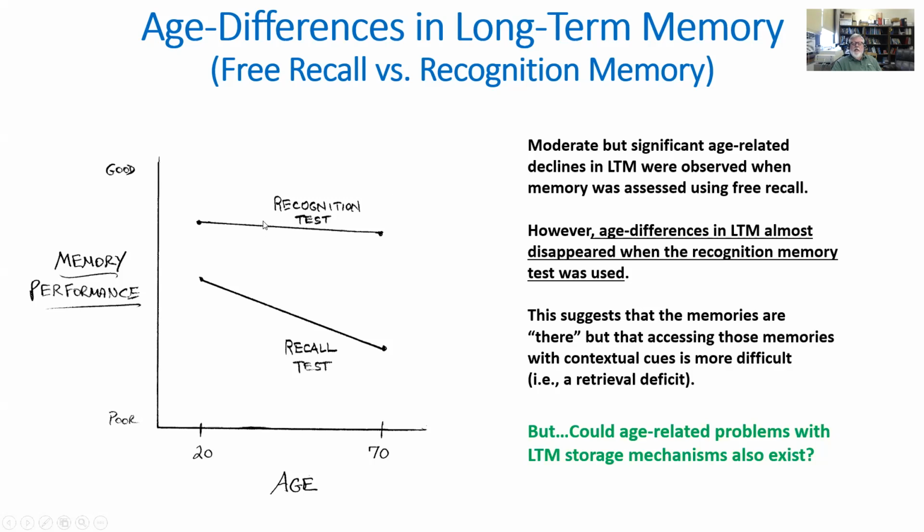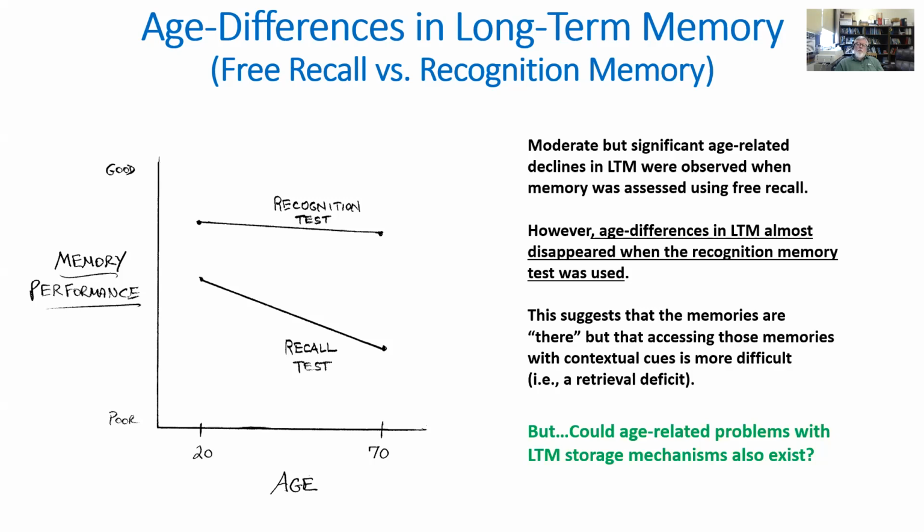That is, when you test young and old people with free recall, you see a big age difference. When you test them with recognition techniques, you see a very, very small age difference. And the fact that that long-term memory deficit almost disappeared suggests that the memories were still there. They were just harder to access. There was basically a retrieval problem. And this was a very important finding that stimulated lots and lots of research.